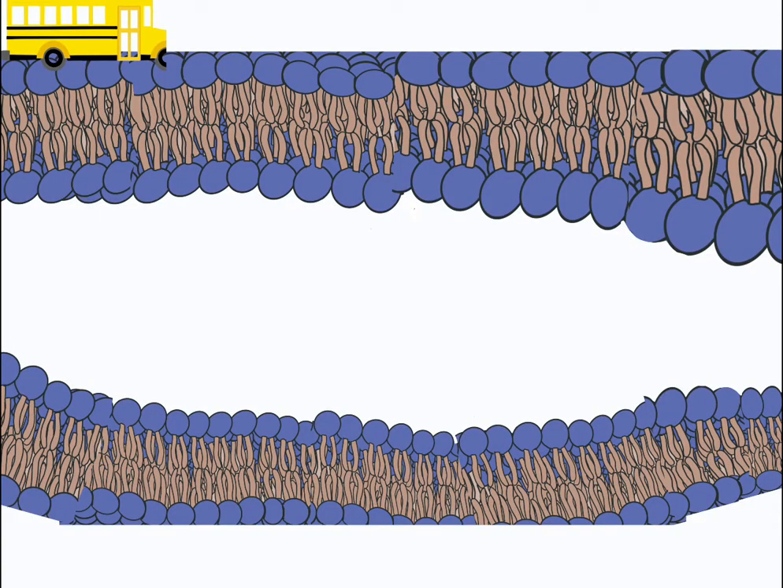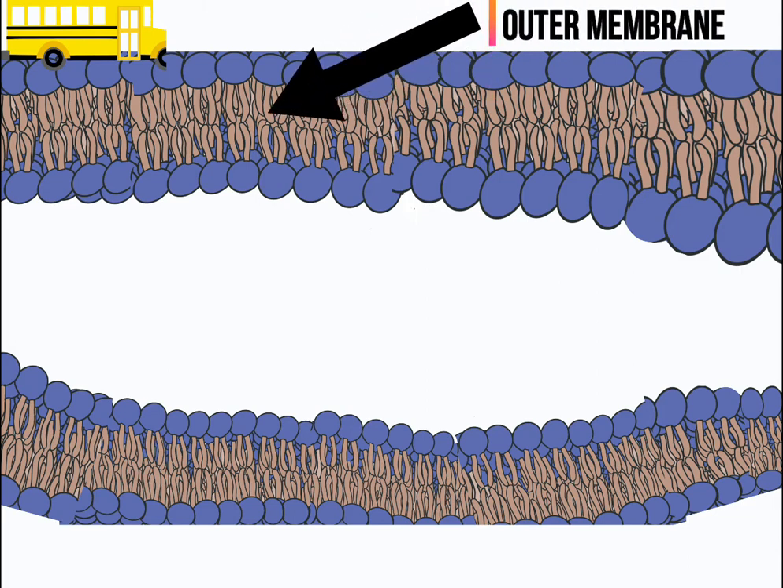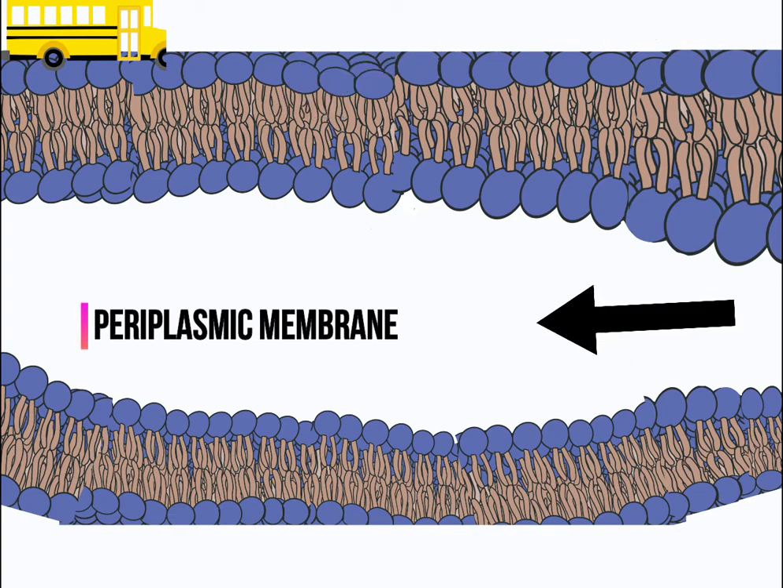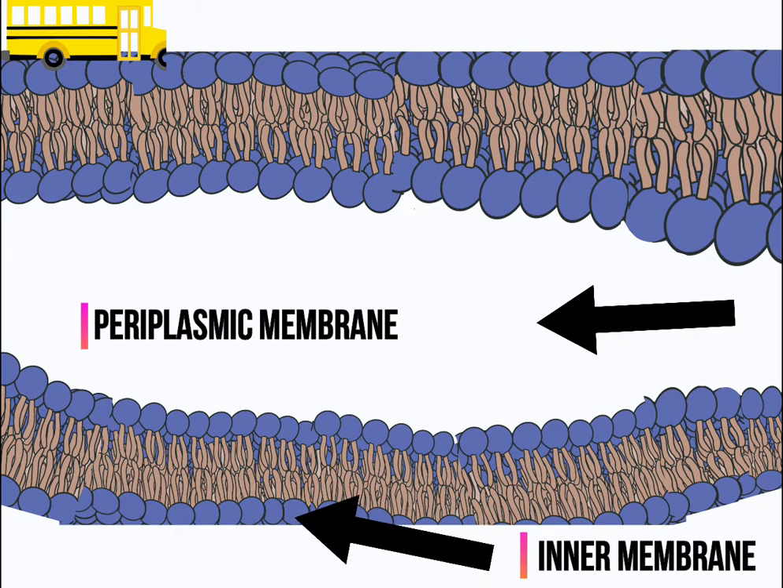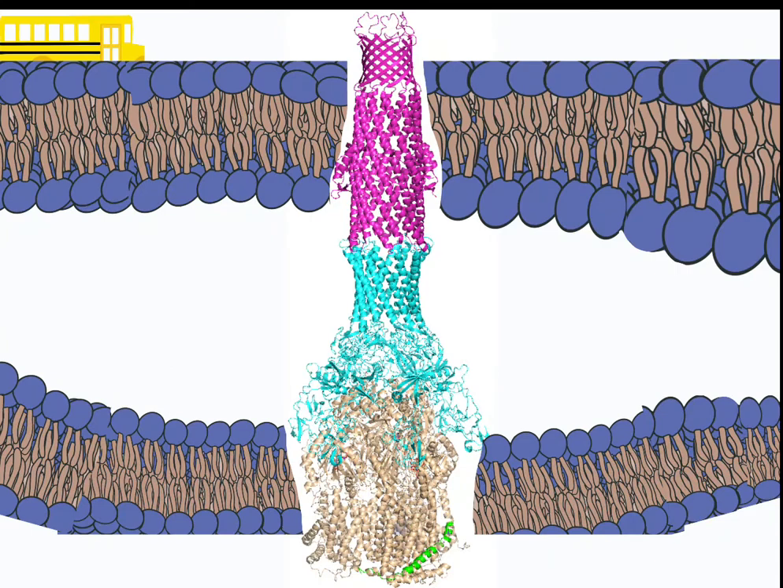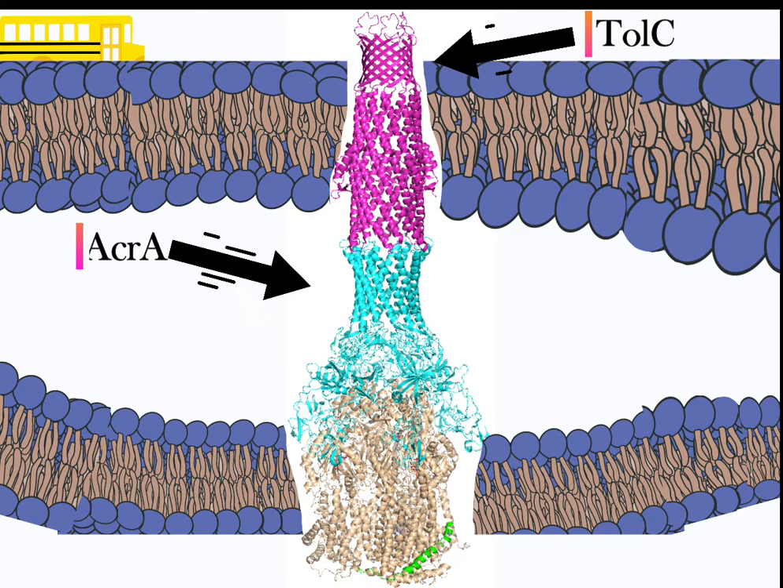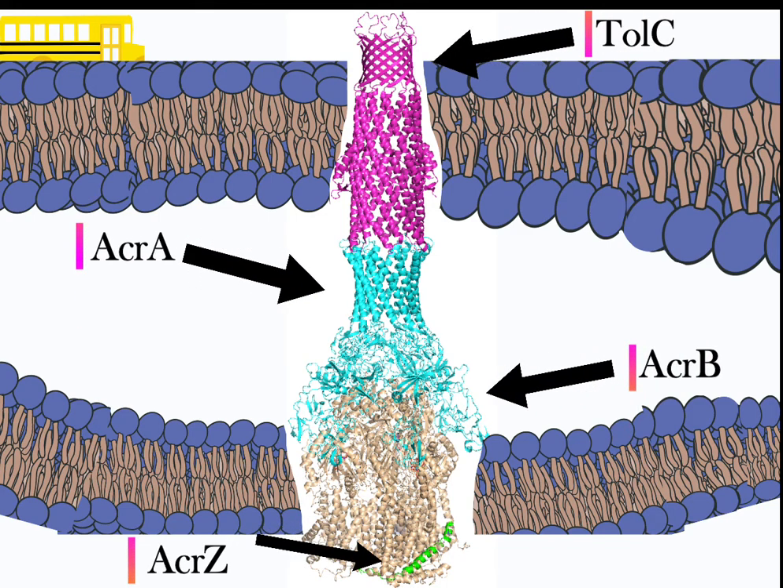So class, we are now entering the phospholipid bilayer. Oh yeah, that's the outer membrane, and that's the periplasm, and then the inner membrane. Now in front of us is the E. coli multi-drug resistant efflux pump. It's composed of 4 different structures: TolC, AcrA, AcrB, and AcrZ.